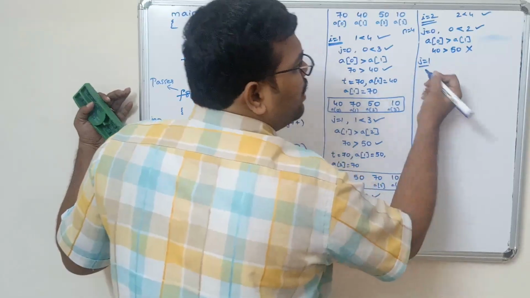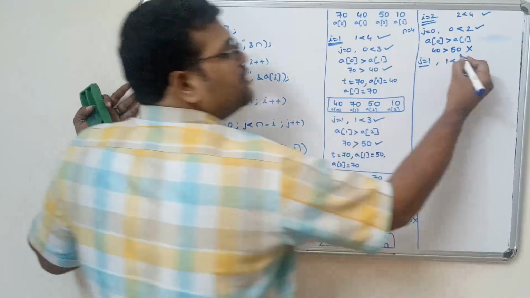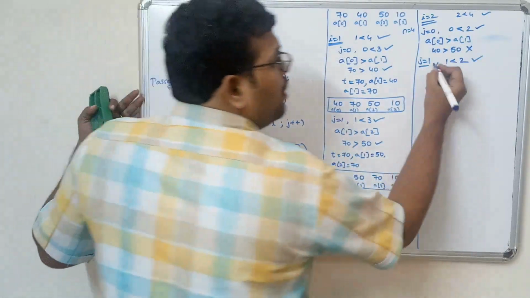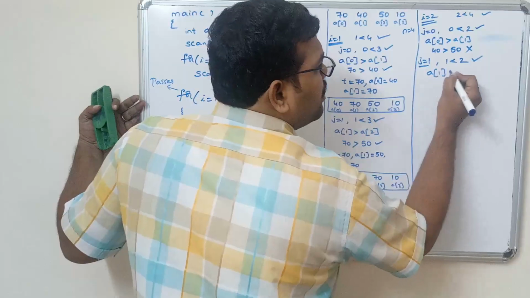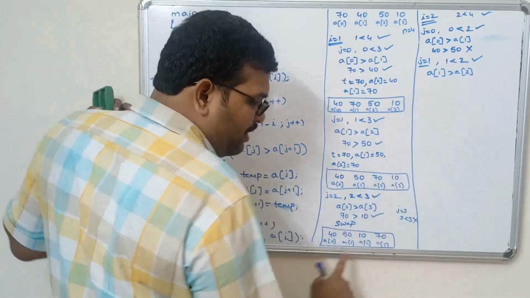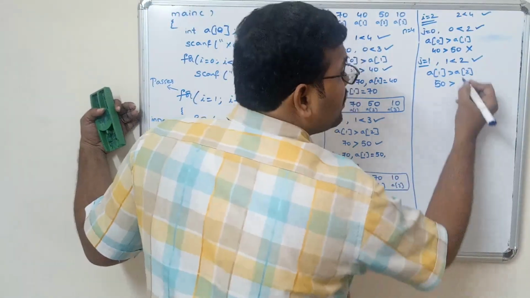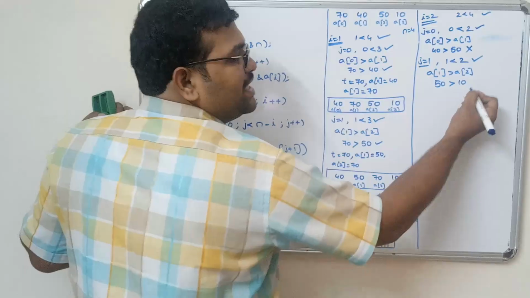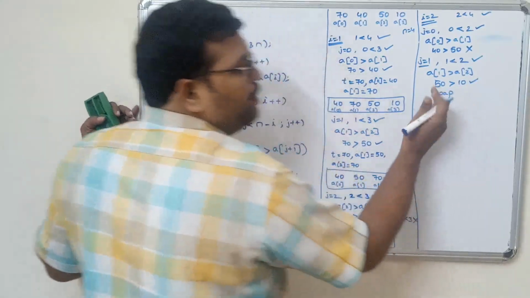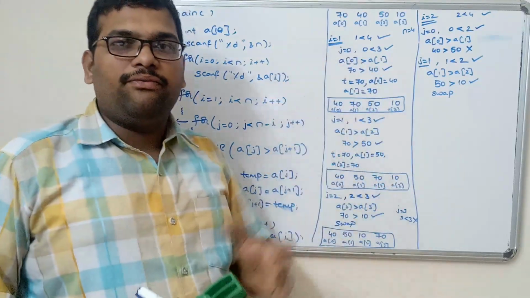j is equal to 1, and 1 less than n minus i, that is 2. Again the condition is true. Now a of 1 greater than a of 2. So a of 1 value is 50, which is greater than 10. So this condition is true, swapping will be done. So 50 will be placed in a of 2 and 10 will be placed in a of 1.